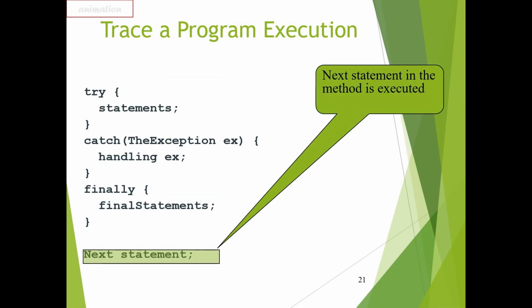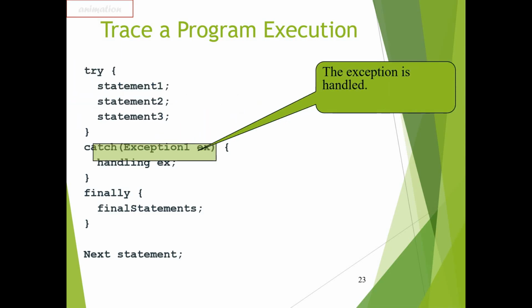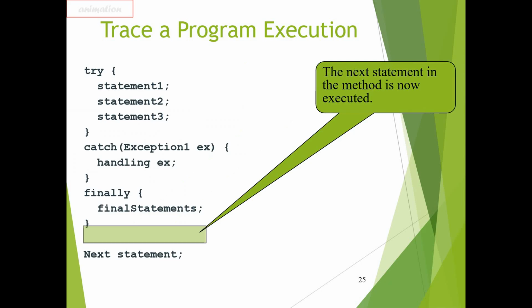Suppose there is an exception. What happens if there is an exception here? What is the type of exception? Exception 1. So the first catch block will be executed, and after that the finally will be executed.